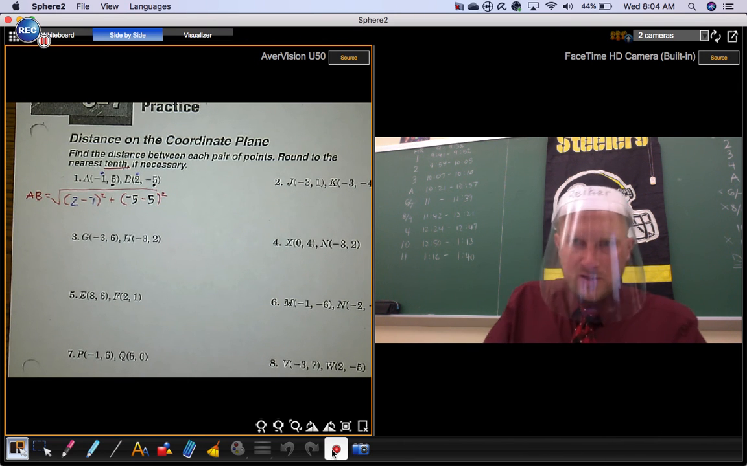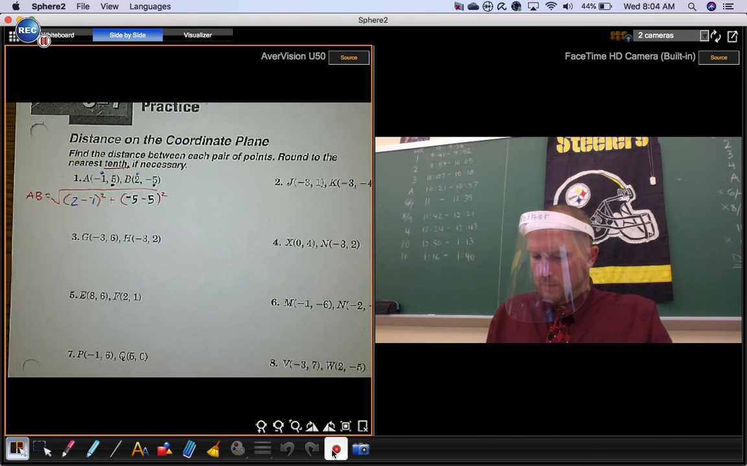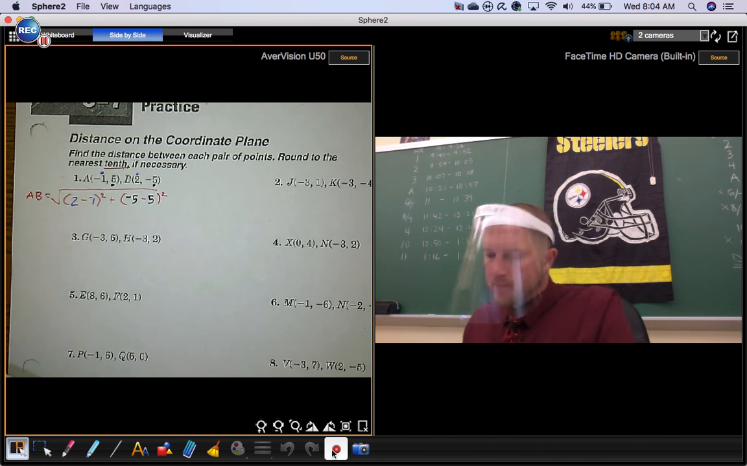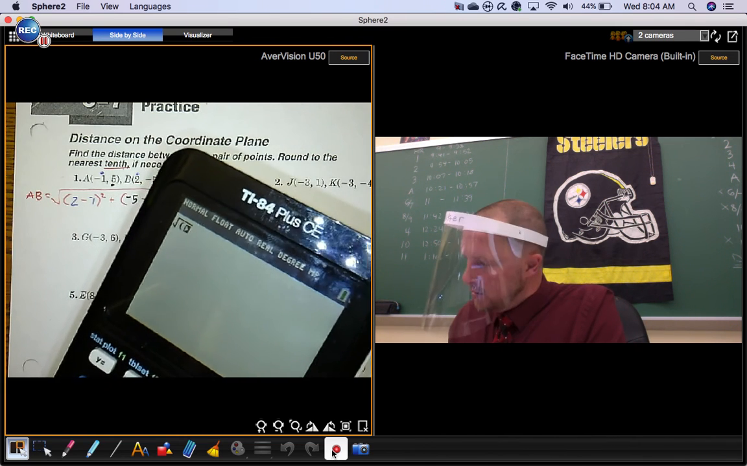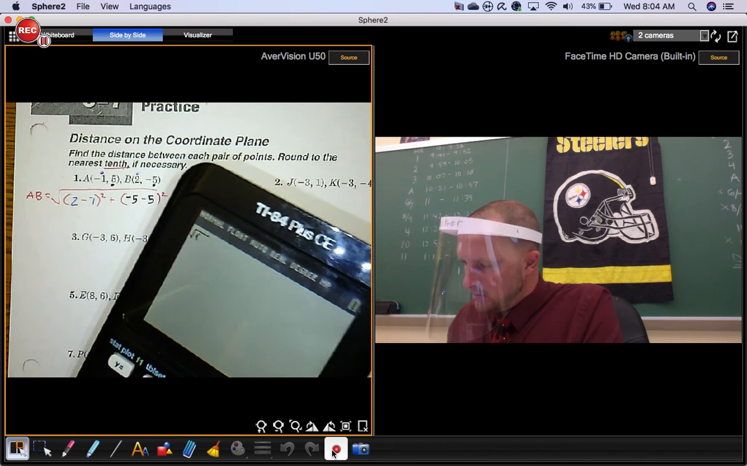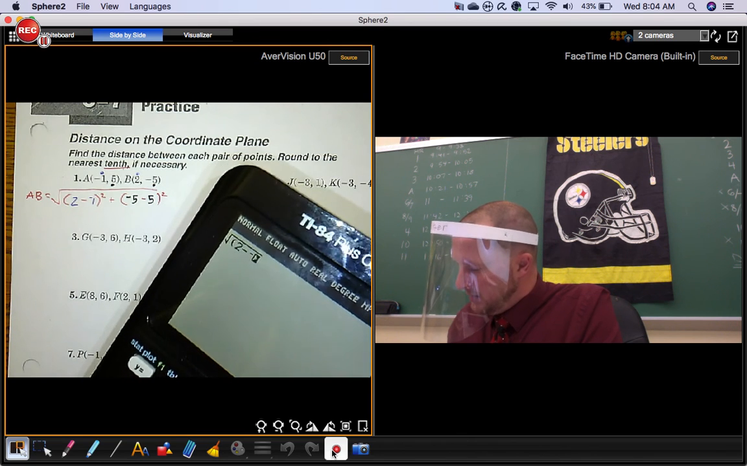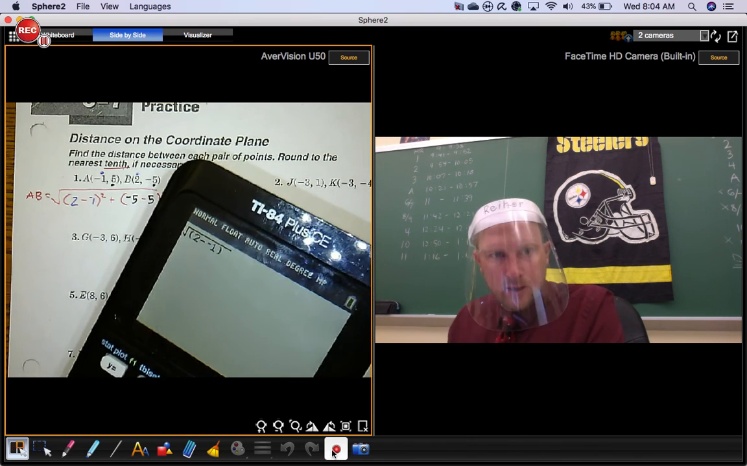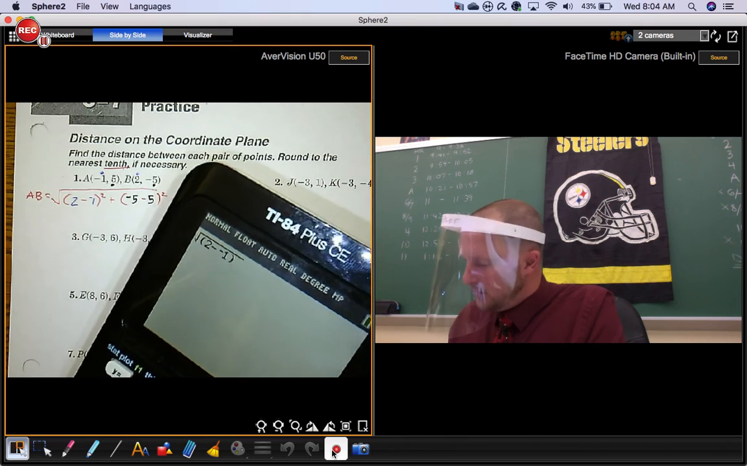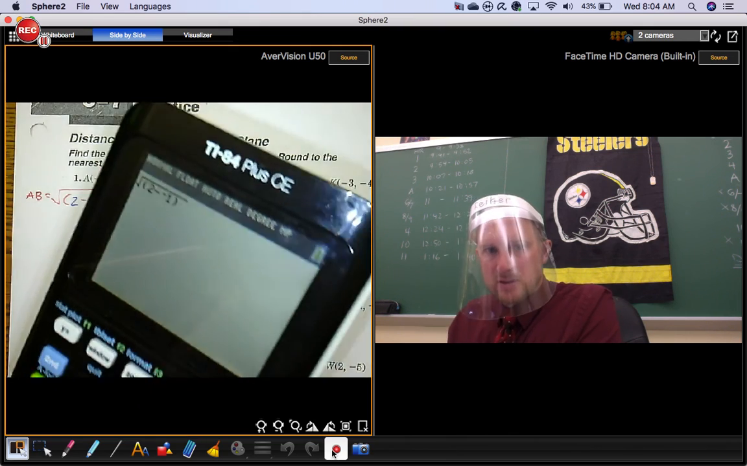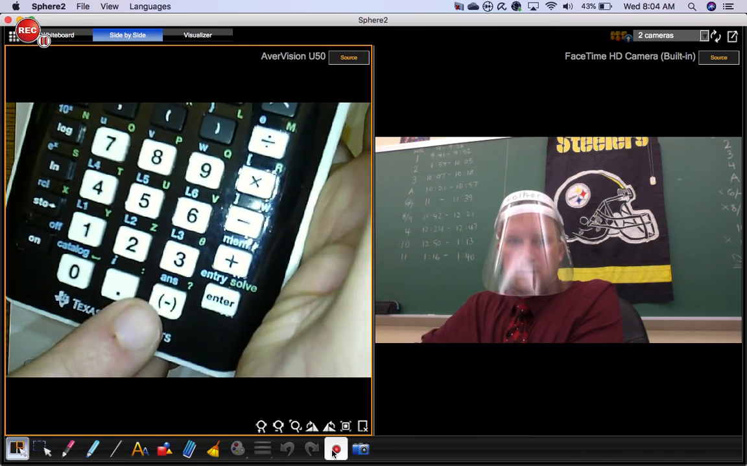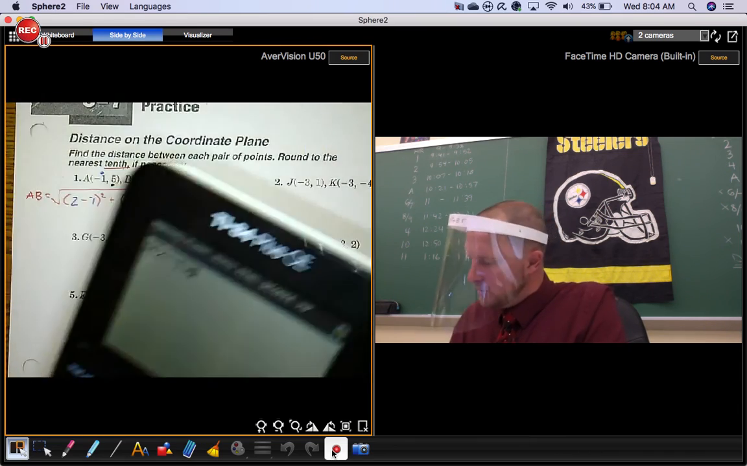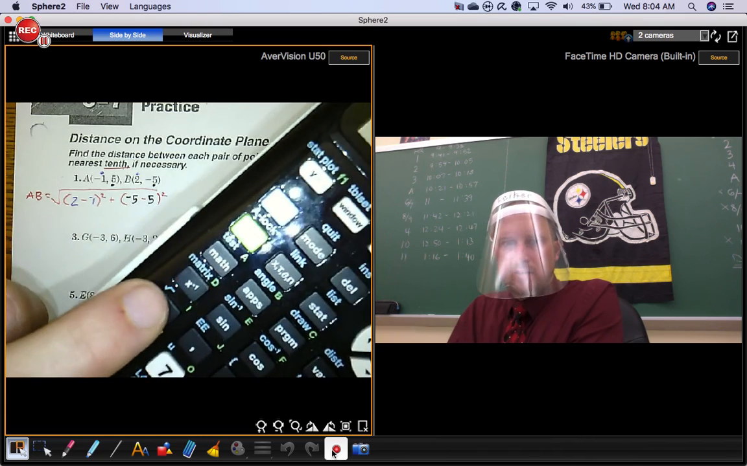Now, when you type this in your calculator, as long as you're careful, you should get the correct answer. So in that first set of parentheses, we're going to do 2 minus -1. Again, be careful there. We're subtracting a negative, so make sure you hit the minus button. And that's the negative button. Here's your squared button.